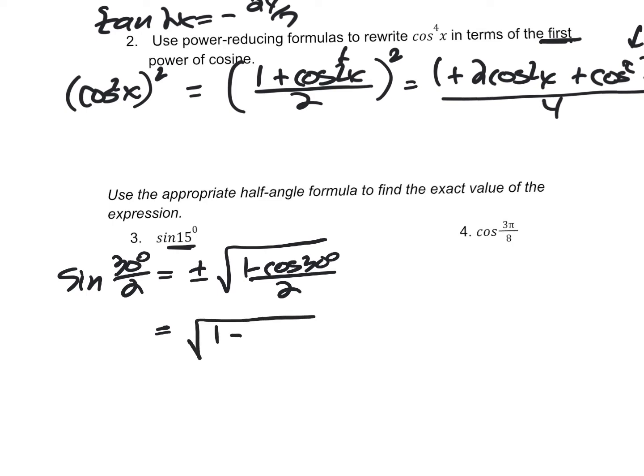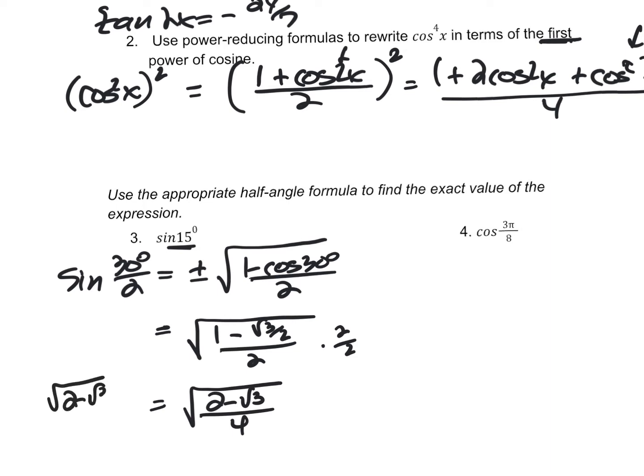I'm going to work out cosine 30. Cosine 30 is square root of 3 over 2, all over 2. Again, get rid of the fraction within the fraction. I get square root of 2 minus the square root of 3 over 4. I happen to know what the square root of 4 is, so I end up with just a square root in my numerator and no square root on the bottom, which is nice.